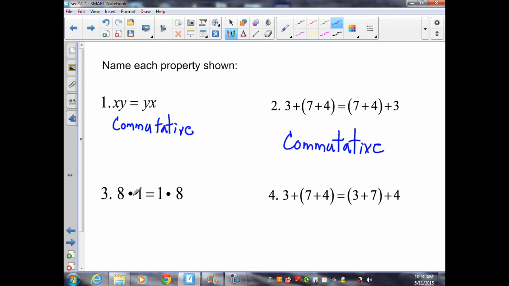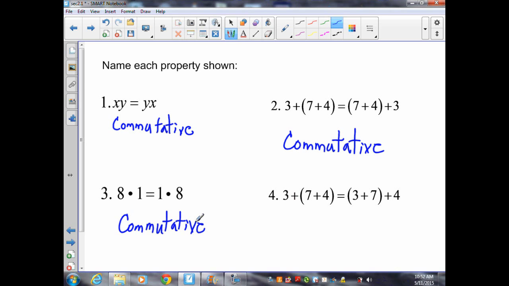Number 3, 8 times 1 equals 1 times 8. Again, this is kind of a trick. It shows me 8 times 1, so I'm thinking this is the identity property. 8 times 1 would equal 8, which would be the identity property, but this says 8 times 1 equals 1 times 8. Again, it changed order. This is the commutative property. So watch for those tricks.